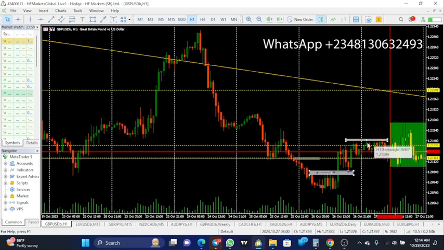Looking at it, after the range, price returned and took liquidity from this point, or this place. Price took liquidity from here and traded into this point. So when I saw that, I knew that the next point would be to take liquidity up there.